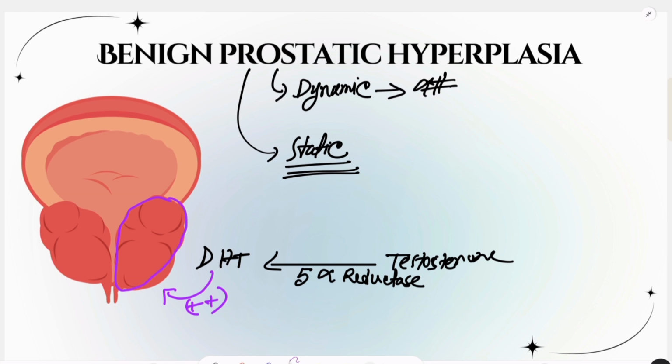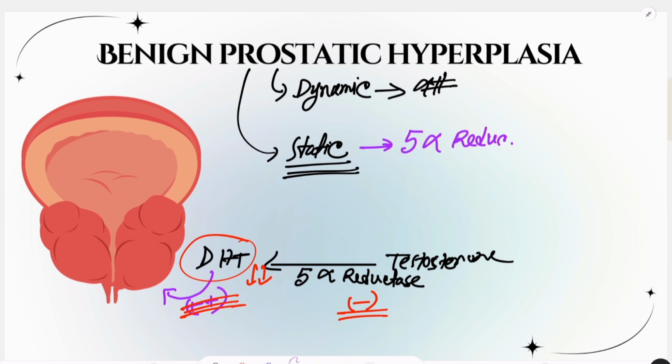So if we can inhibit the 5-alpha reductase enzyme, it will decrease the concentration of dihydrotestosterone. As a result, there will be no stimulation of the prostate and the enlarged size of the prostate is reversed. So for the static component of benign prostatic hyperplasia, we can use a 5-alpha reductase inhibitor. And the drug which inhibits 5-alpha reductase is finasteride.